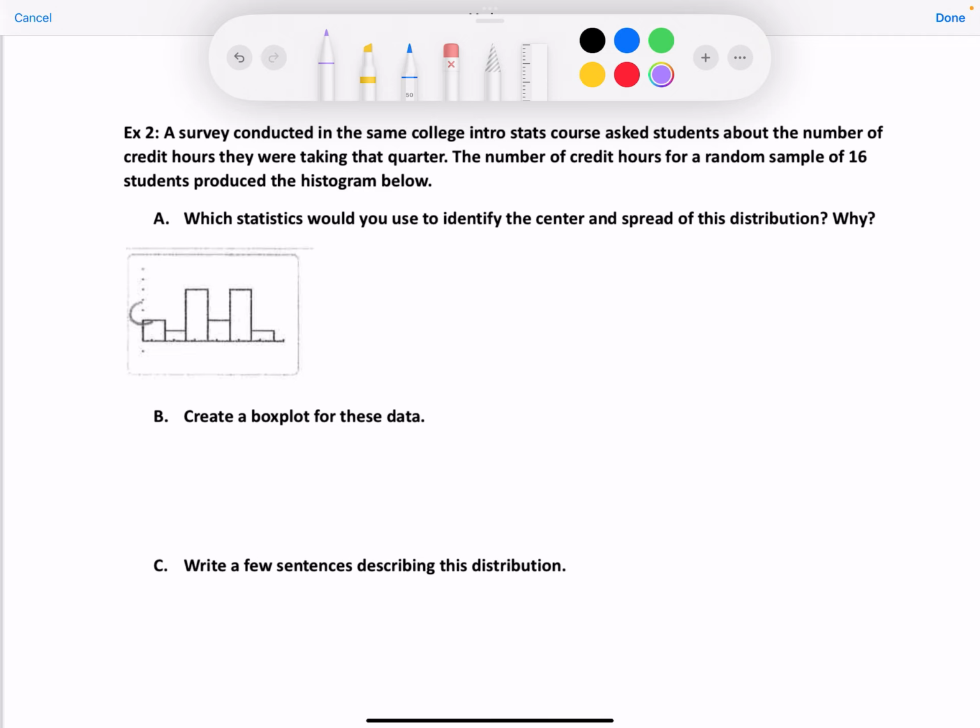All right, which statistics would you use to identify the center and spread of this distribution and why? I'm thinking median and IQR, because it's bimodal, maybe just a little skewed. Which way? Left. So median and IQR. You can either say multimodal or bimodal. This one would be bimodal technically, but you can say whatever you want. Bimodal and slightly skewed left.